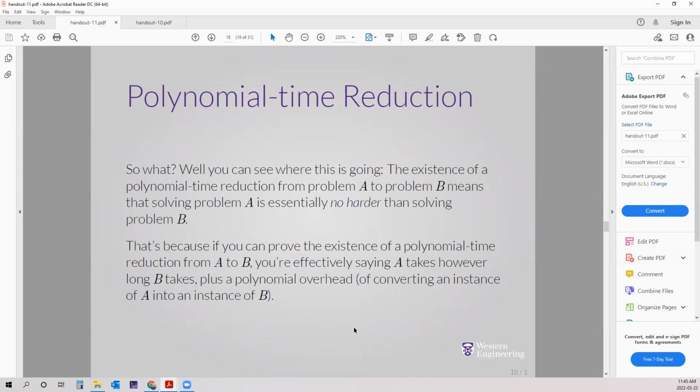What does that mean? You can see where this is going. The existence of a polynomial time reduction from problem A to problem B means that solving problem A is essentially no harder than solving problem B. Why? Because if you can prove the existence of a polynomial time reduction from A to B, you are effectively saying A takes however long B takes, plus a polynomial overhead of converting an instance of A into an instance of B.